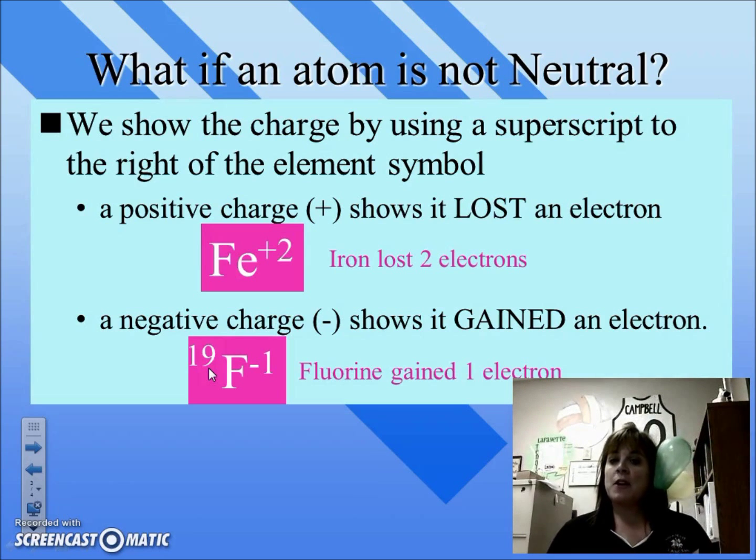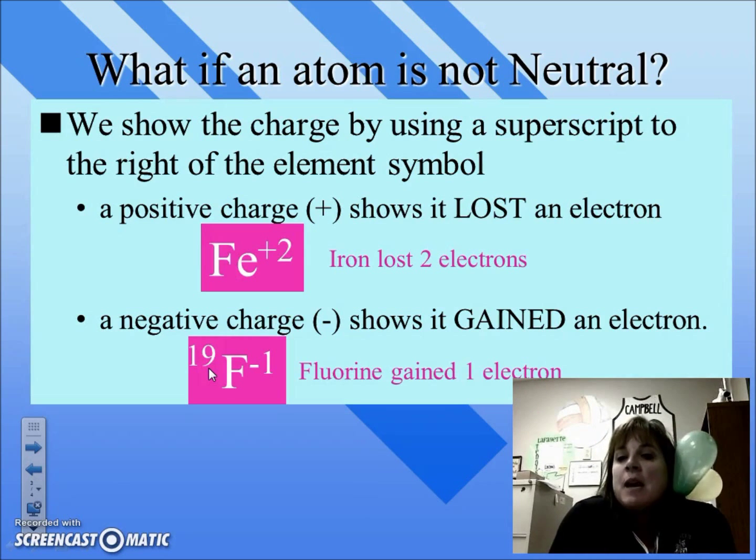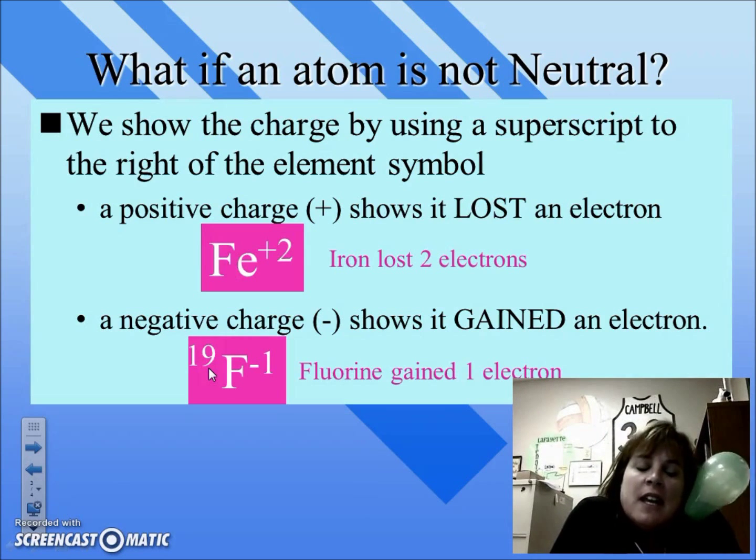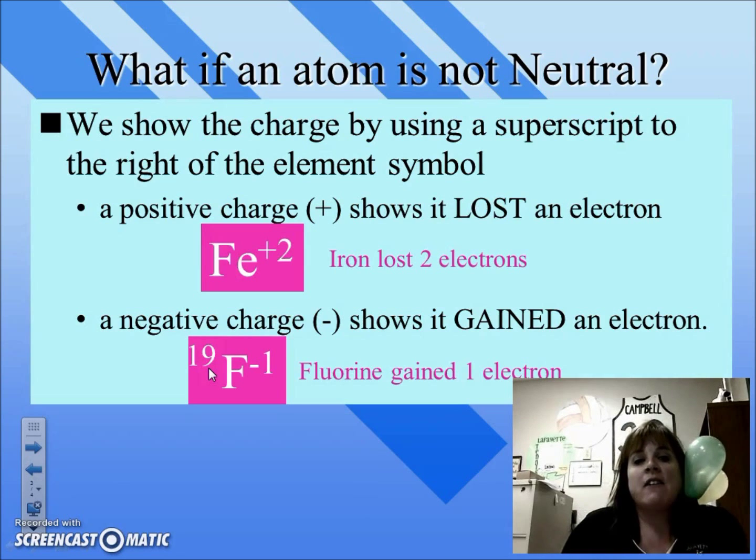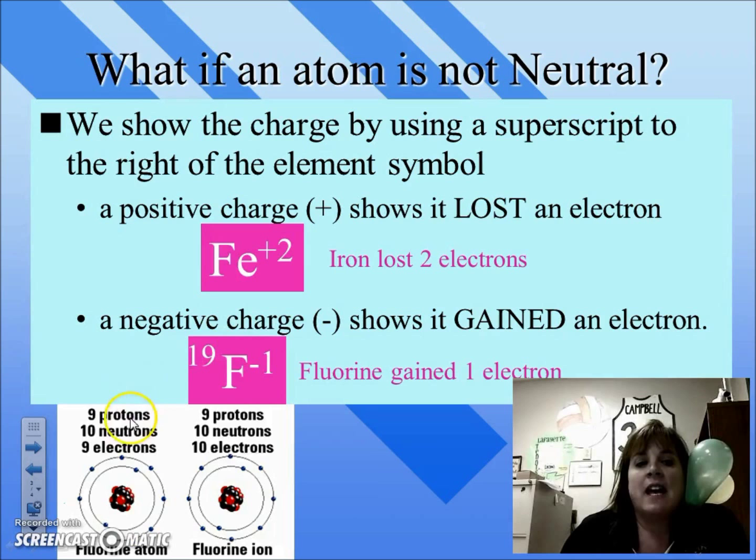Well, that means we need to go to the periodic table. So pull out your periodic table and find out what the atomic number of fluorine is, and that'll tell you the number of protons. If you do that, the number of protons in a fluorine atom is 9 because its atomic number is 9. And if it's neutral, that means it has 9 electrons. Now, to find out the number of neutrons, we take our mass number, 19 minus 9, and we get 10 neutrons.